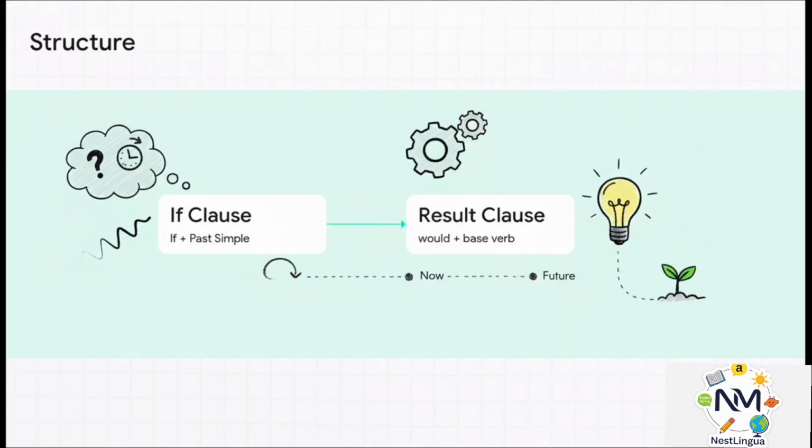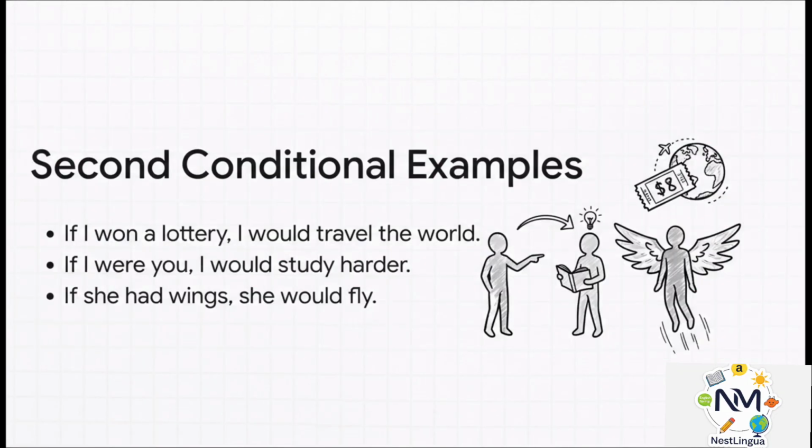Now, the structure here is a little bit tricky, so listen close. The if part of the sentence actually uses the past simple tense. But, and this is so important, we're using a past tense to talk about an imaginary present or future, not the actual past. Weird, right? Then the result part uses would plus the main verb. Let's see how this works.